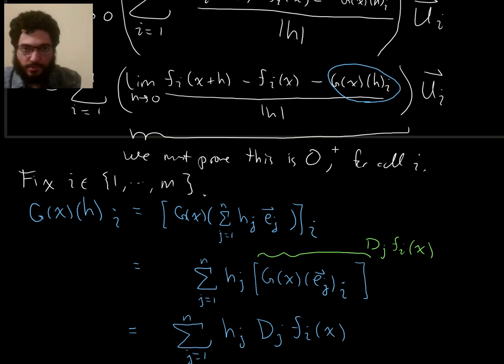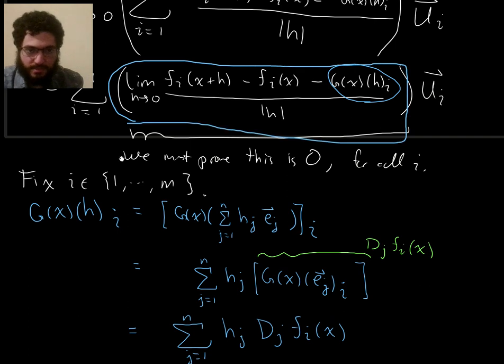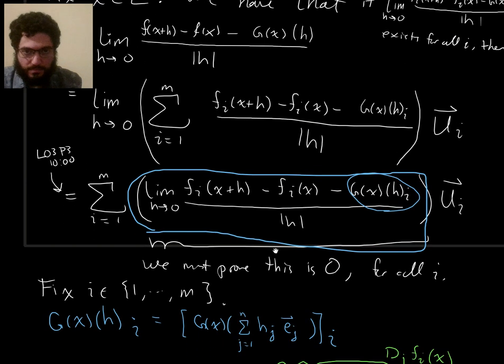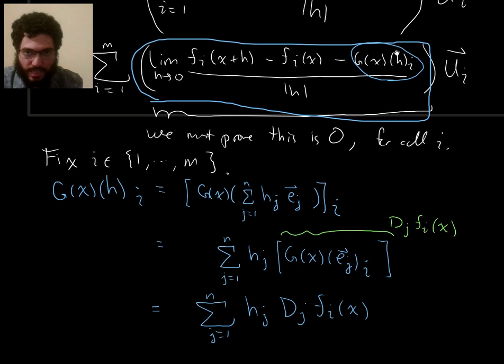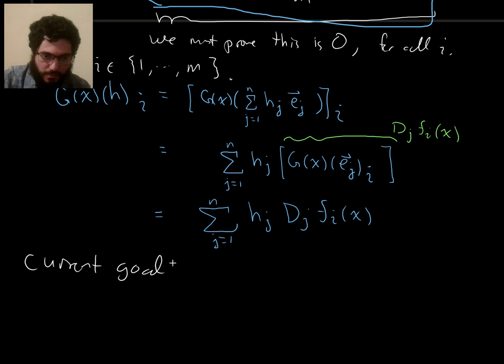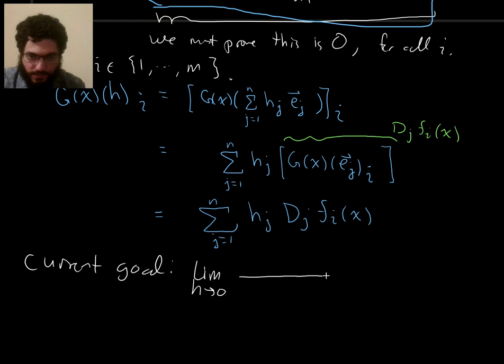Okay, so remember our goal? Our goal was to prove that each of these limits is 0, because then the limit overall here ends up being 0, and that's what we need to prove that g of x is f prime of x. And now I've written this portion here like this, so let me rewrite my goal. So now the current goal is to prove that this limit exists and is 0.